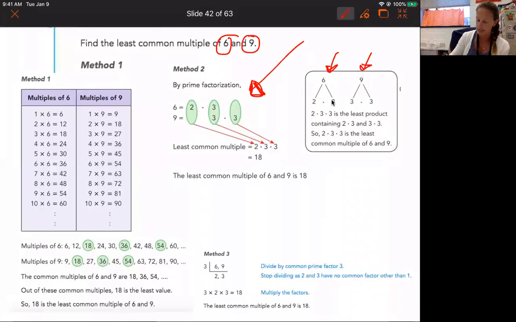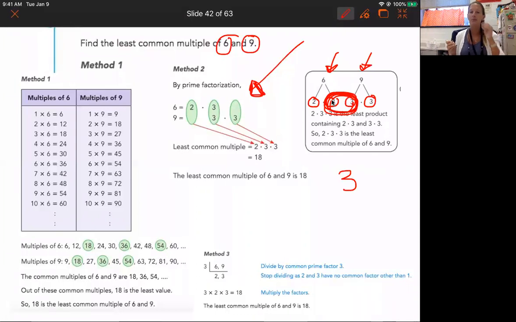So 6 breaks down to 2 and 3, 9 breaks down to 3 and 3. Remember, when we were finding our greatest common factor, we took what they had in common, what they shared, and multiplied it. Now they share a 3, so I'm going to count that 3 just one time.